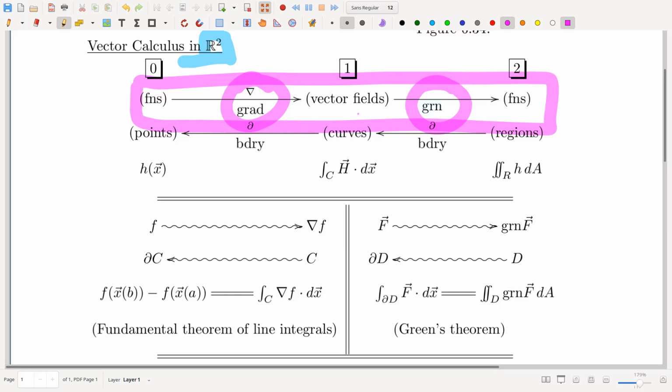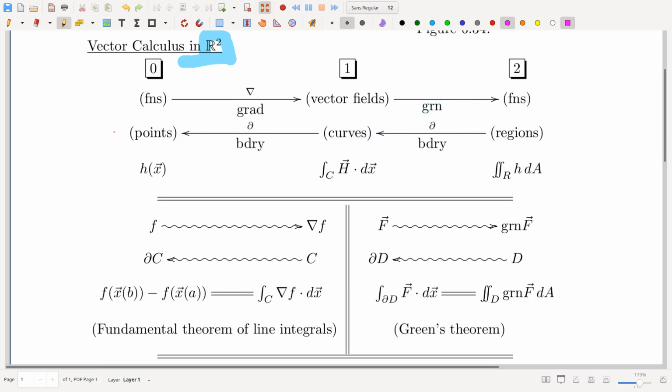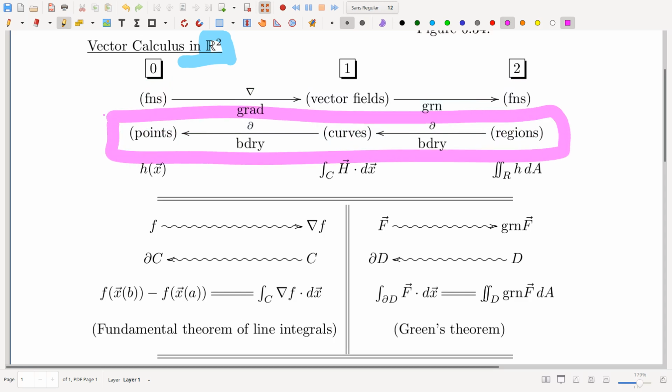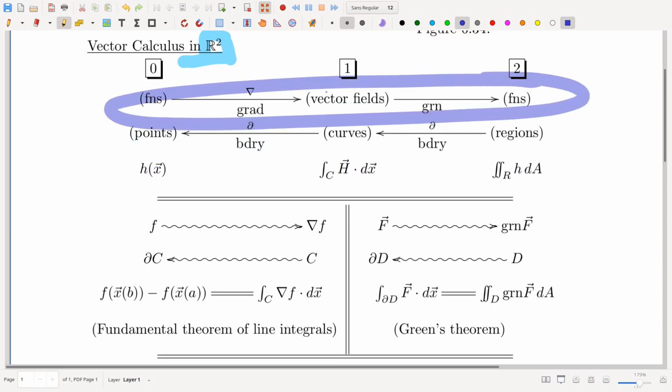Now let me also point out that I'm talking about boundaries here on this next line, and I appeal to your geometric intuition. If you have a 2-dimensional region, the boundary is a 1-dimensional curve. That's how boundaries work. And if I take a curve and talk about its boundary, well, you get a couple of points. So think of boundary as an operator that moves you to the left, and then we have these operators up here that move us to the right.